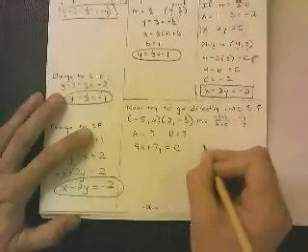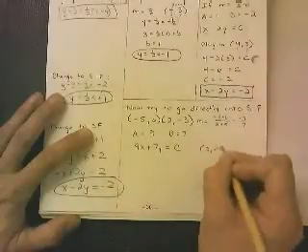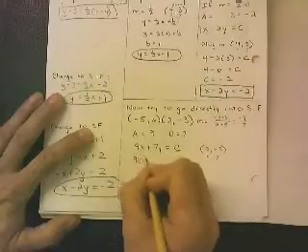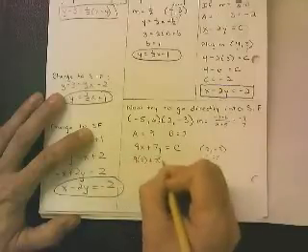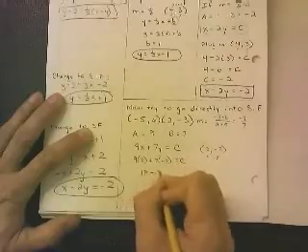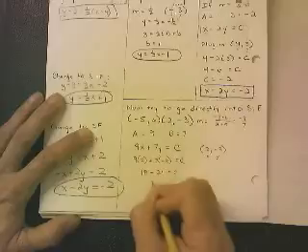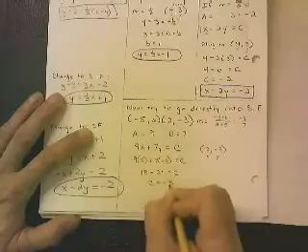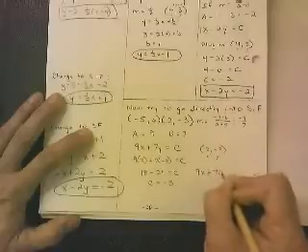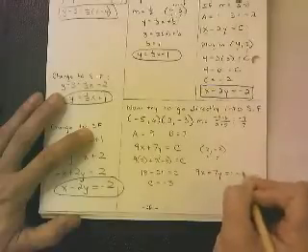Now, I'm going to pick a point. I'll pick (2, negative 3). I plug it in. 9 times 2 plus 7 times negative 3 equals c. So 18 minus 21 equals c. c equals negative 3, which means 9x plus 7y equals negative 3.